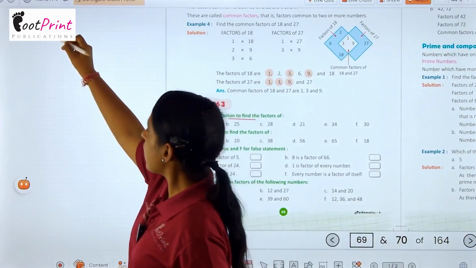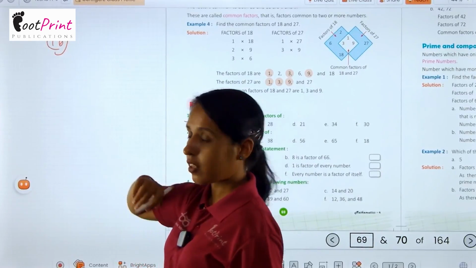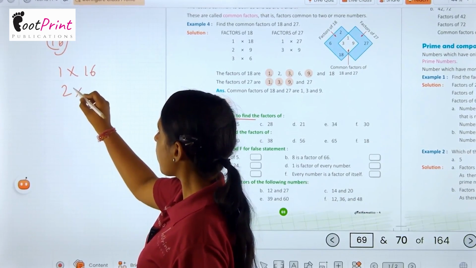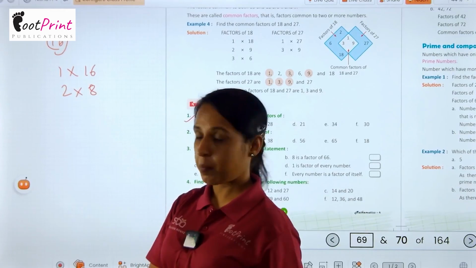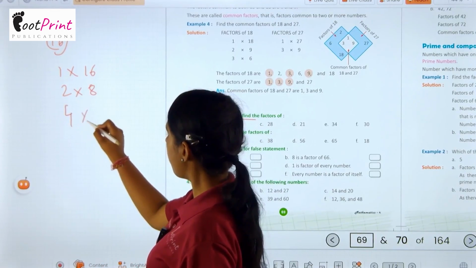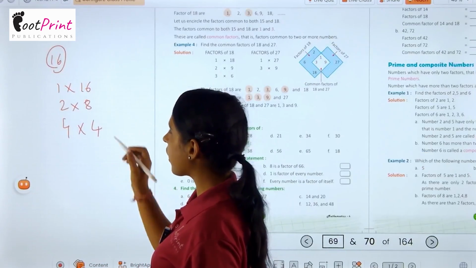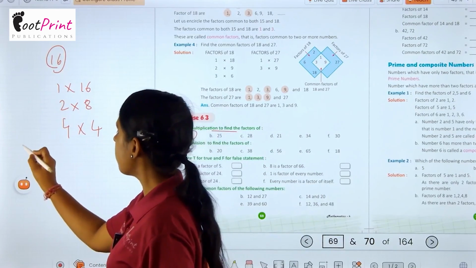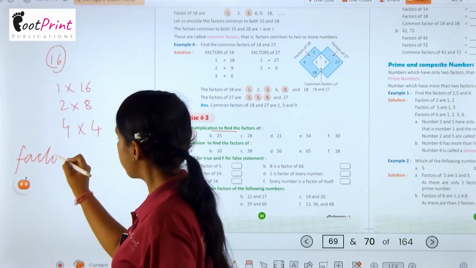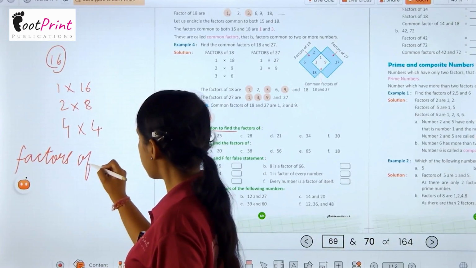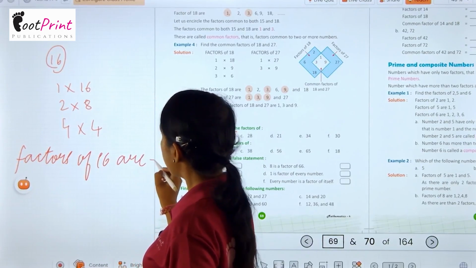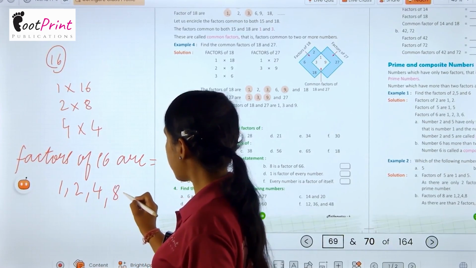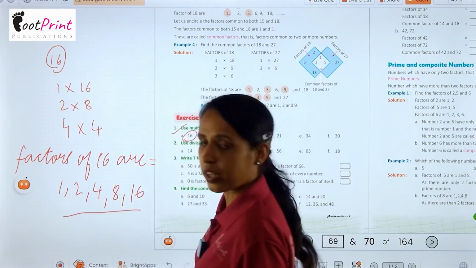तो 16 के फैक्टर फाइंड आउट करने के लिए हम लिख सकते हैं 1 into 16, 2 into 8, 3 की टेबल में नहीं आता है, 4 into 4. अब 4 दोबारा से आ गया, इट मीन्स दीज आर द फैक्टर्स ओनली. So we can write factors of 16 are 1, 2, 4, 8 and 16. Okay.